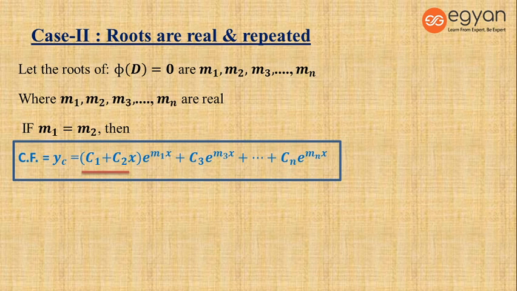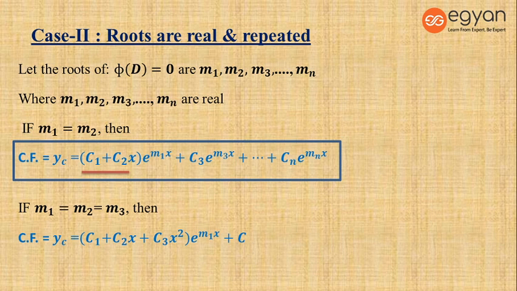Consider one more case. If three roots are equal, that means if m1 equal to m2 equal to m3, then the complementary function yc will be c1 plus c2x plus c3x square into e to the power m1x, and the pending roots as they are: c4 e raised to m4x plus c5 e raised to m5x and so on up to cn e raised to mnx. This is important: c1 plus c2x plus c3x square for three repeated roots.